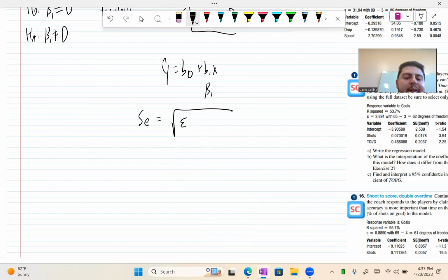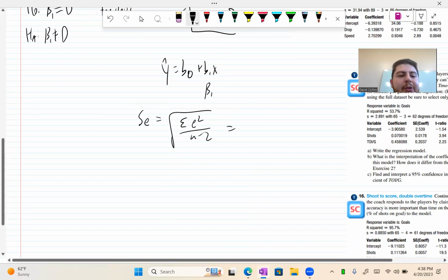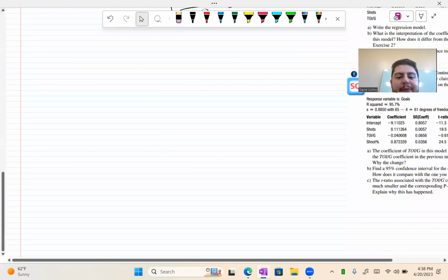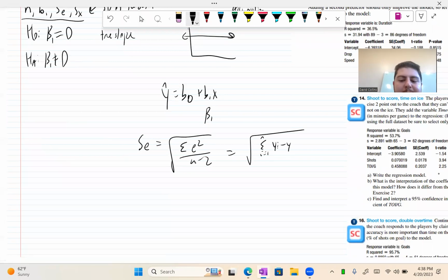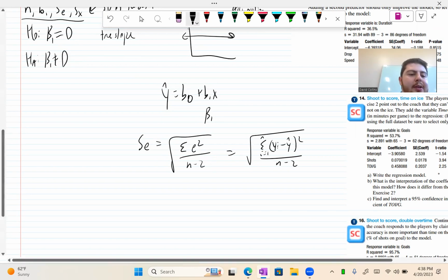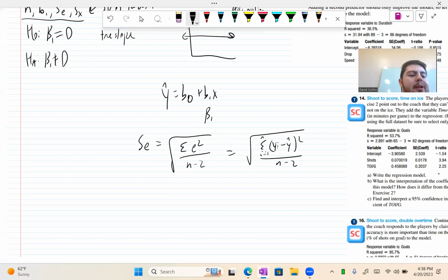It is the sum of residuals squared over n minus 2. The square root is over the entire thing. You can also use the definition of the residual up here, like the sum from i equals 1 to n, y_i minus y hat squared over n minus 2. We're going to talk about why the denominator is n minus 2 in just a second. But the fact that it's n minus 2 is very important because your degrees of freedom are going to be n minus 2 for this.